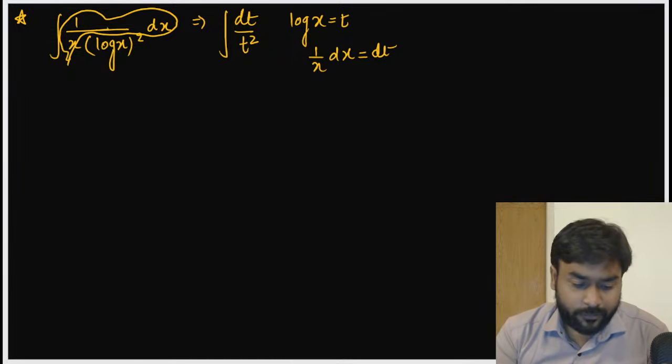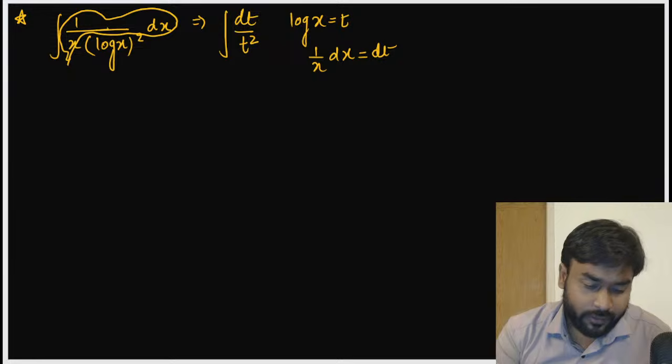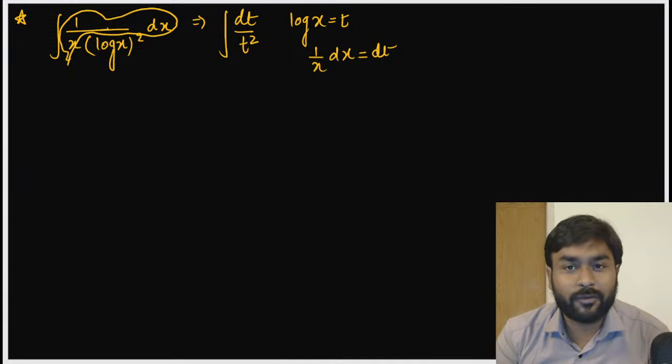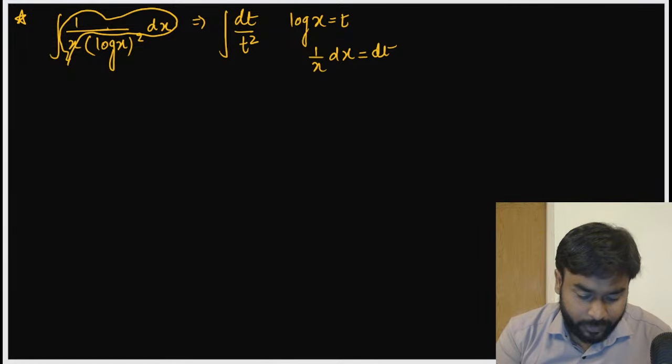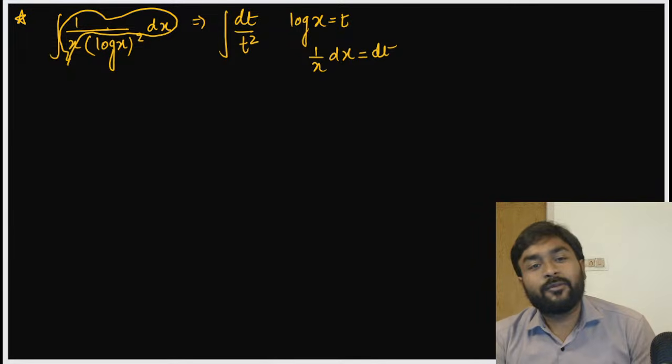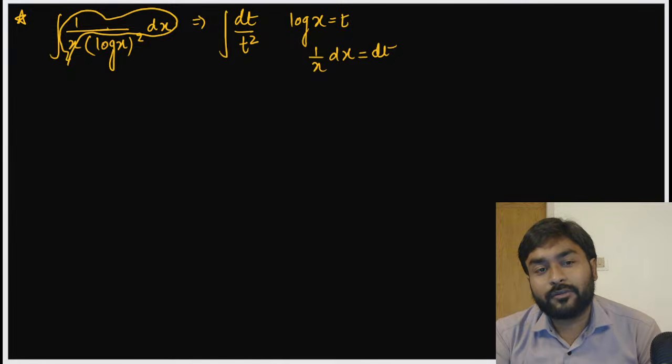Okay, someone is saying the x power n formula. Others are saying we can apply the x power n formula. Very good. We will apply it and we will get the answer minus 1 by t. Yes, minus 1 by t we will get. So we will move on to the next one.